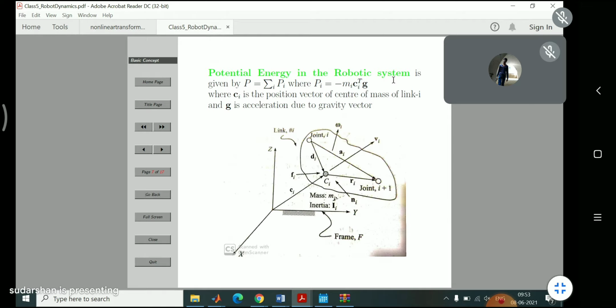And again, the potential energy of the robotic system is the sum of the potential energies at each joint. That is given by minus mi Ci transpose G, where Ci is the position vector and G is the acceleration due to gravity vector.